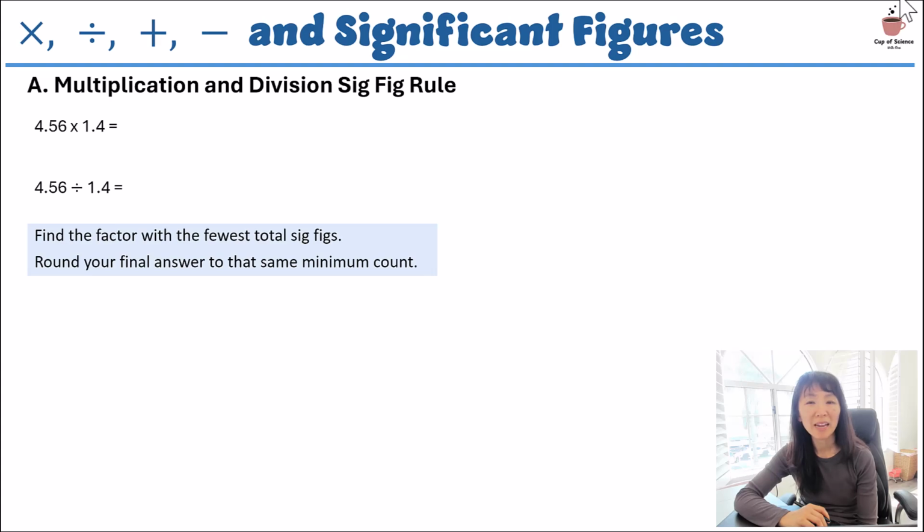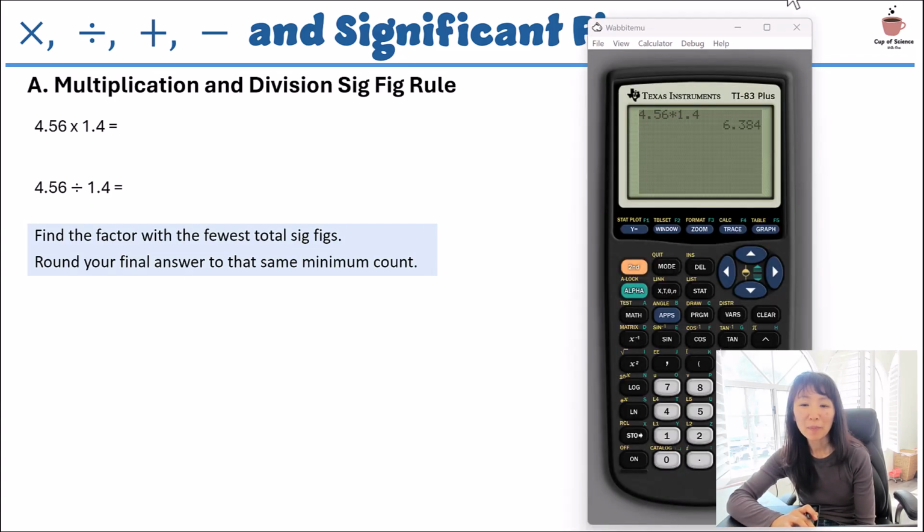When we're multiplying and dividing with significant figures in mind, we have to follow some rules. Let's begin with an example. We're going to multiply 4.56 times 1.4 in our calculator. So take out your calculator and try it too with me. After I punch this into the calculator, I get the answer 6.384. So let me write that down.